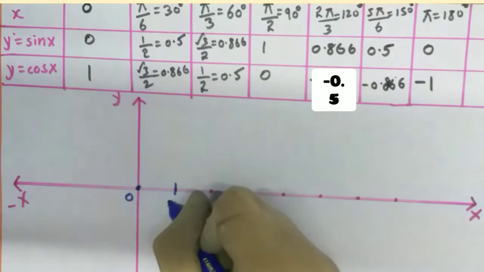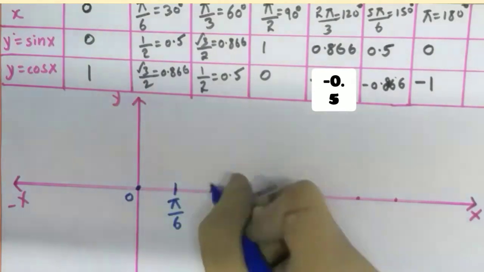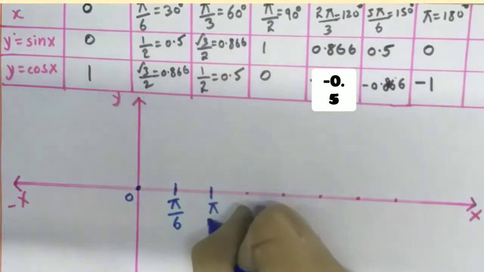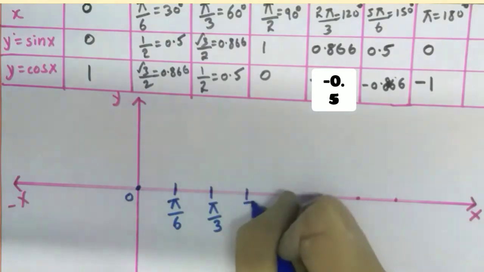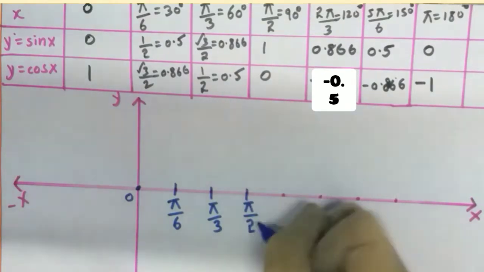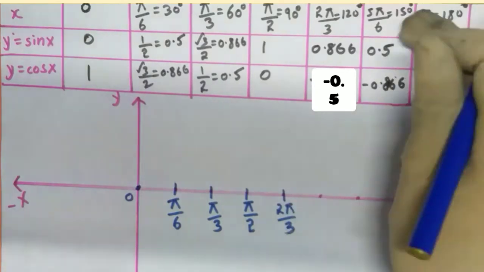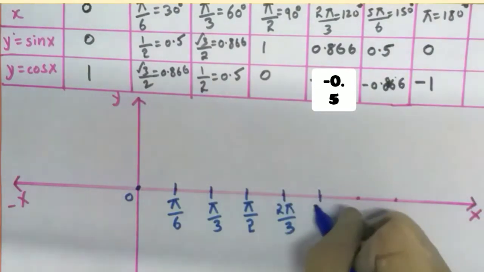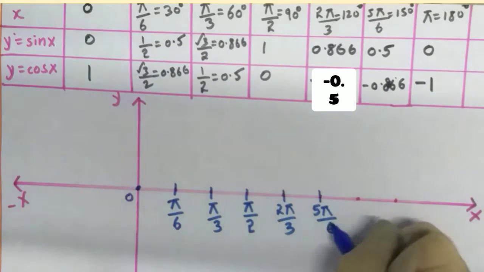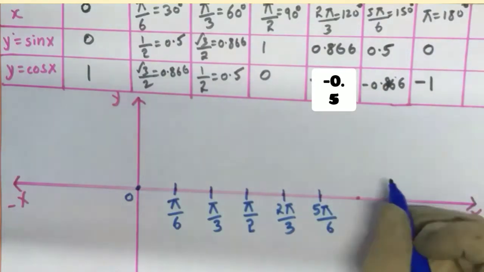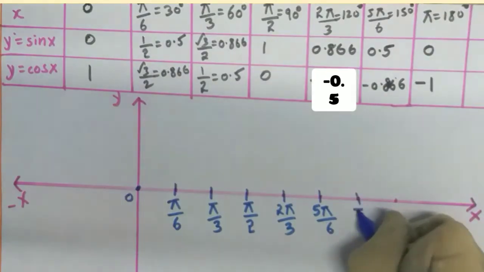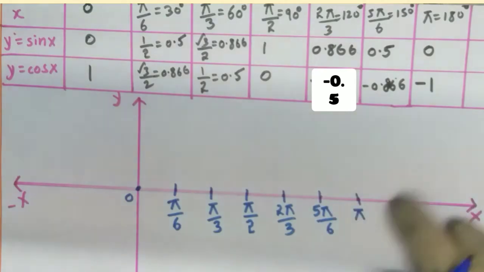This is 30 degree, that is pi by 6. This is 60 degree, that is equal to pi by 3. This is 90 degree, that is equal to pi by 2. This is 120 degree, that is equal to 2 pi by 3. This is 150 degree, that is equal to 5 pi by 6. And this is 180 degree, that is equal to pi. Okay, this is extra, let it be.